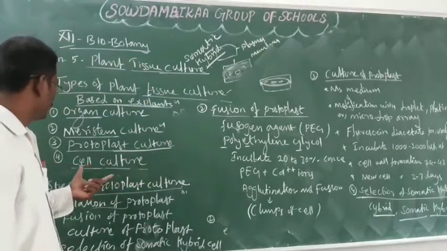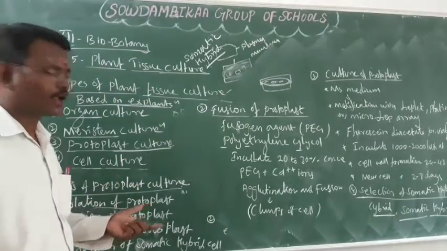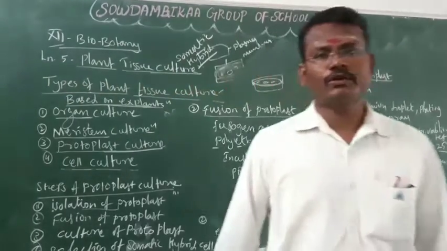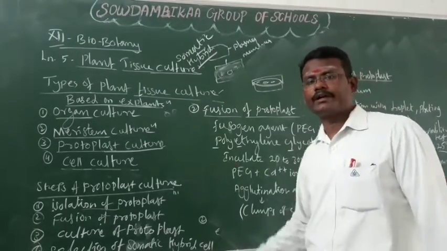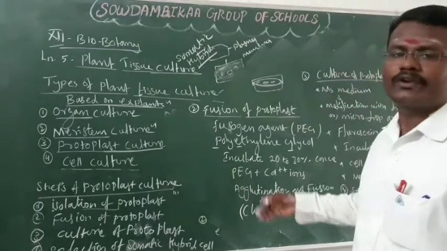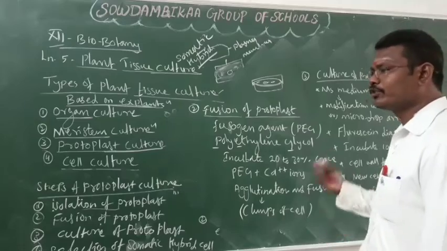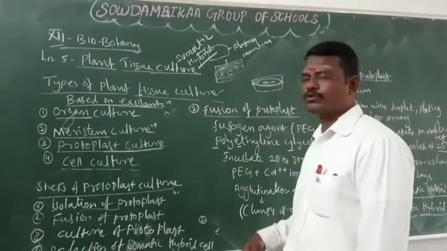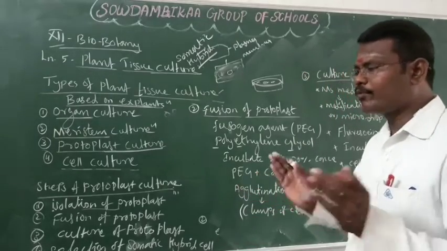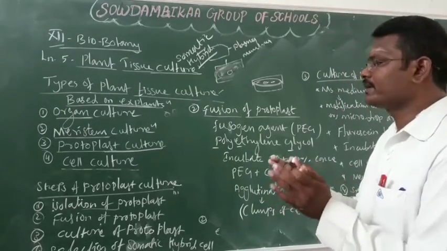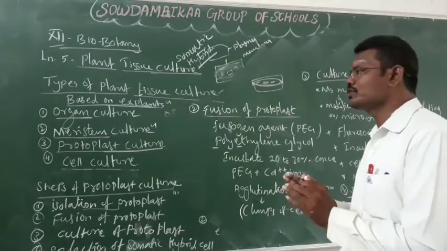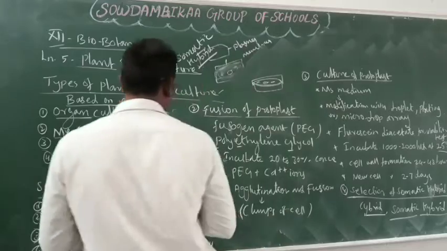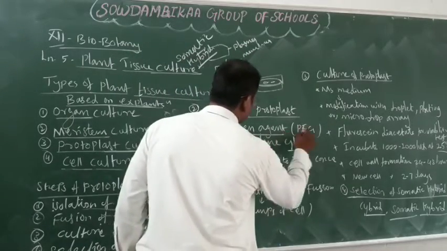Next, second is protoplast culture, isolation, and second is fusion of protoplasts. First, isolate the protoplast. We know the mechanical or enzymatic method. Enzymatically, we can isolate the protoplast. After purifying the protoplast, we use it for protoplast fusion. The isolated or purified protoplast we take in a Petri plate. There we use the fusogen agent.